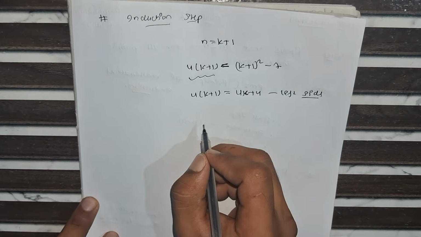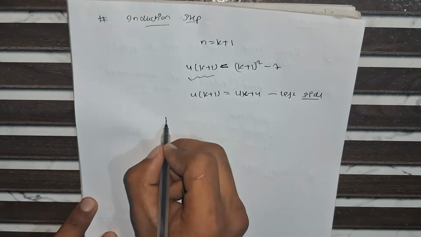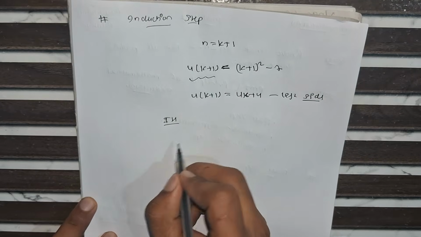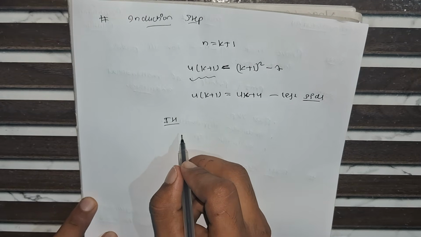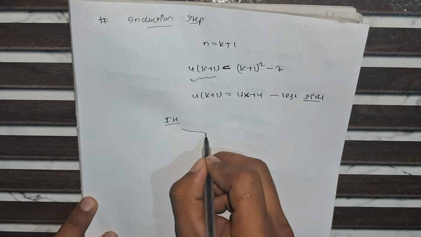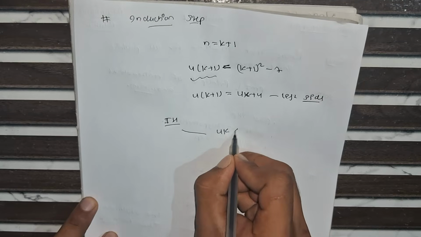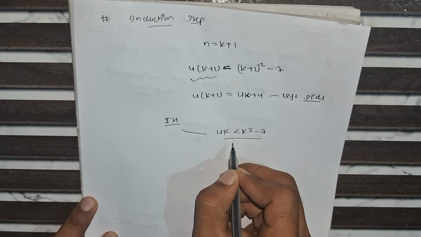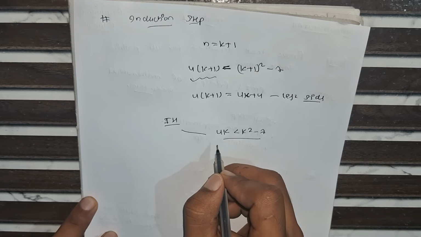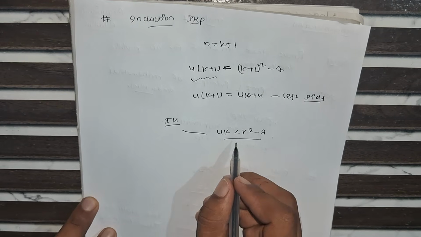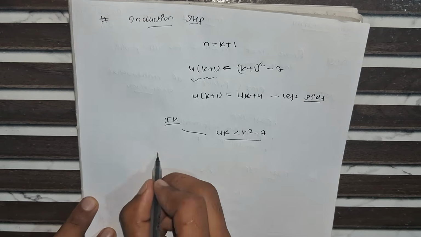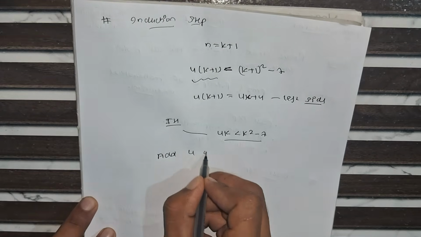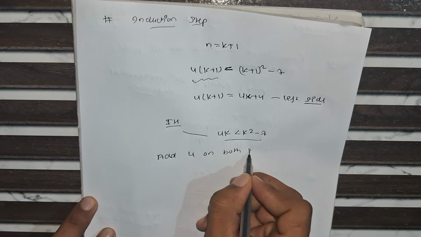Now here we are using the induction hypothesis, which is IH. So what is the equation according to the induction hypothesis in the second step? 4k is less than k square minus 7. This equation comes from the second step, which I already told you. Now according to this, we add 4 on both sides.